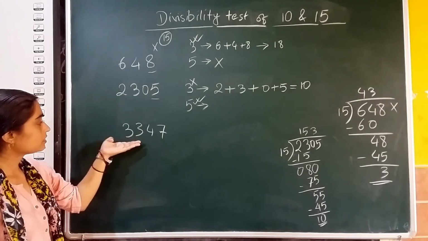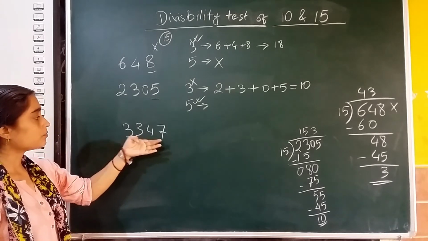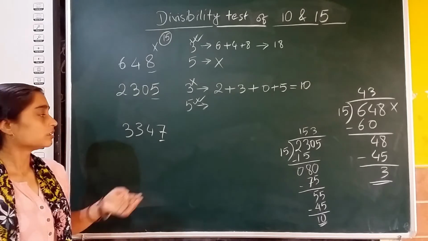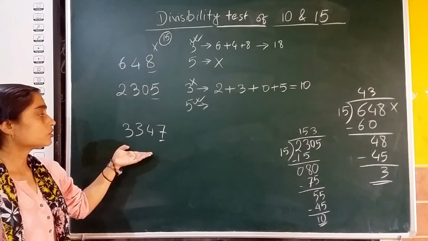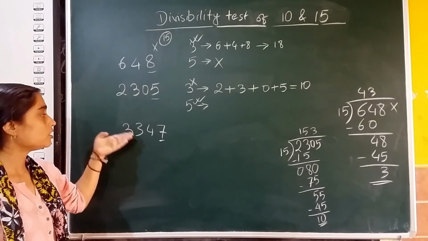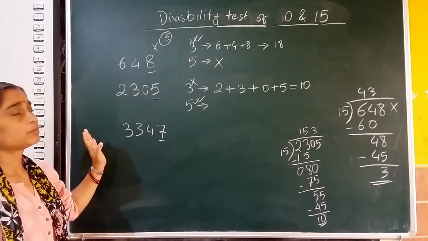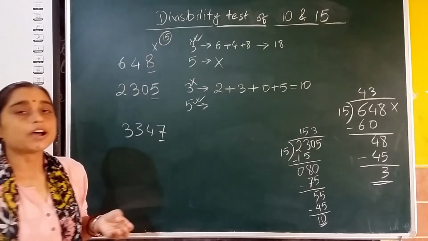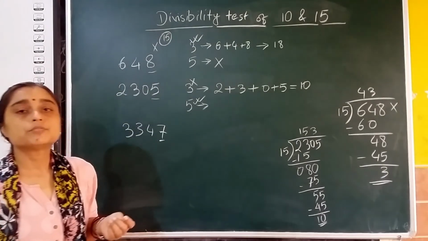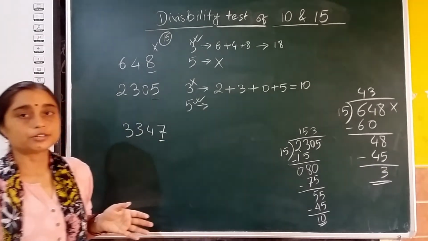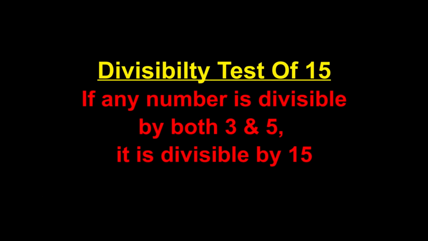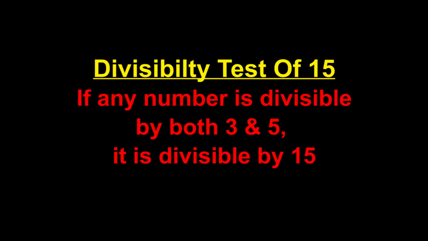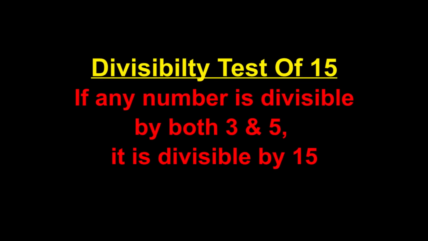Okay, what is it? 6 plus 4 is 10, plus 7 is 17, and the last place number is what? Neither 5 nor 0. So this number is neither divisible by 3 nor 5. So it is also not divisible by 15. Similarly, you can check all the numbers that come to you and find out very easily whether a number is divisible by 15 or not. If any number is divisible by both 3 and 5, it is divisible by 15.